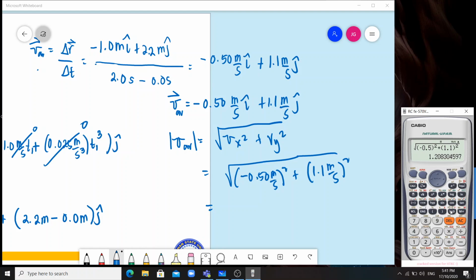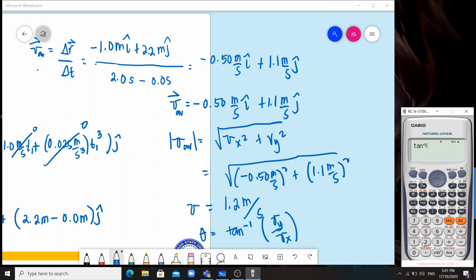Okay, that is equivalent to 1.2 meters per second. And if we get the direction, that is equivalent to tan negative 1 of Vy over Vx. Okay, so let's get its direction.